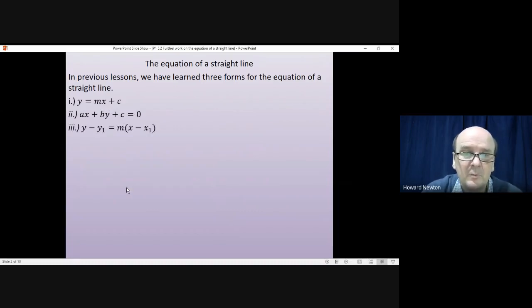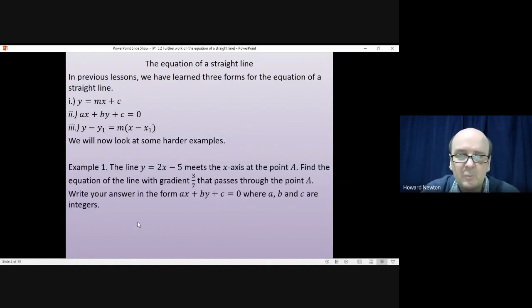And then the third form that we learned was if you know the gradient of the line and you know a point on the line, x1, y1, then y minus the y coordinate will equal the gradient times x minus the x coordinate. And multiplying that out will give you the equation of the line. Okay, we'll now look at some harder examples.